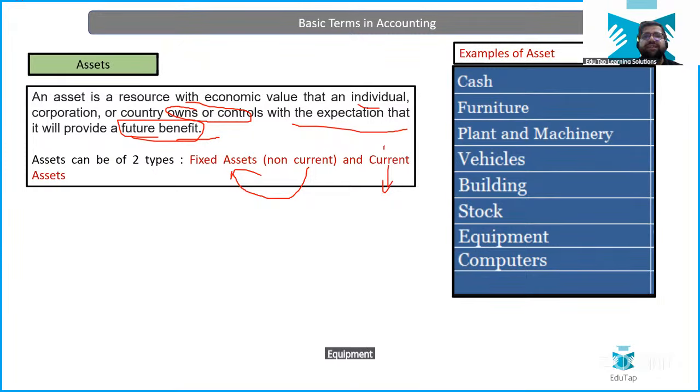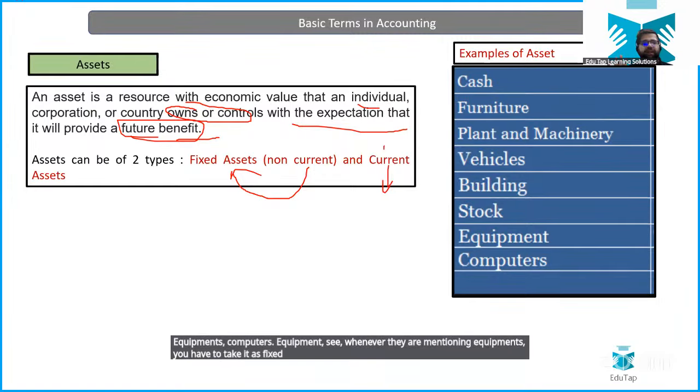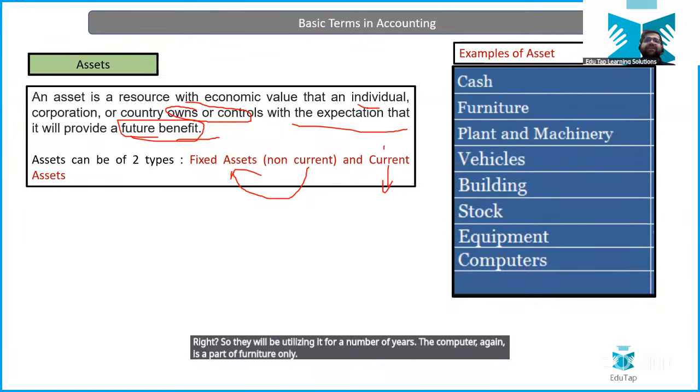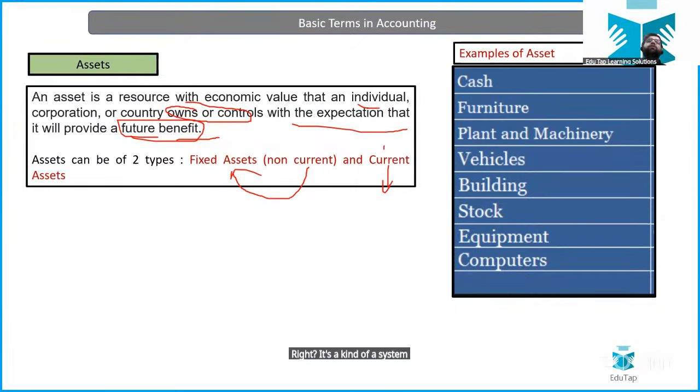Equipments, computers. See, whenever they are mentioning equipments, you have to take it as a fixed asset only. For example, the charger. This can be an equipment in a company, right? So they will be utilizing it for a number of years. The computer again is a part of furniture only, right? It's a kind of a system which you will be using for more than 1 year. So that will again be a fixed asset.